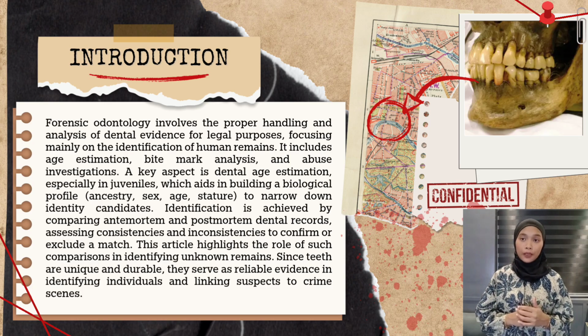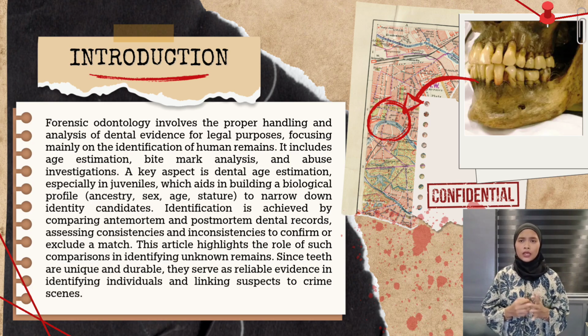A key aspect is dental age estimation, especially in juveniles, which aids in building a biological profile to narrow down the identity of the candidates. Identification is achieved by comparing antemortem and postmortem dental records, assessing consistency and inconsistency to confirm or exclude a match. This article highlights the role of such comparison in identifying unknown remains. Since teeth are unique and durable, they serve as reliable evidence in identifying individuals and linking a suspect to the crime scene.